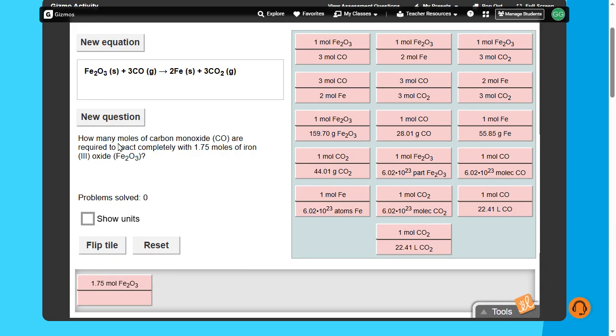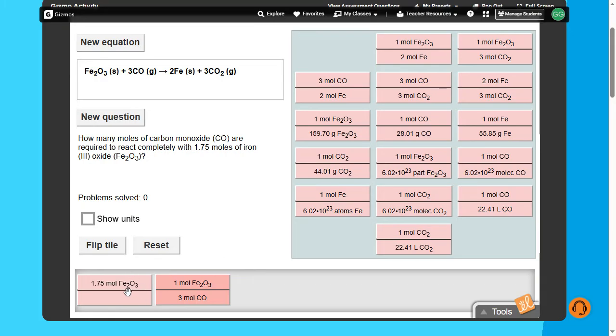For this one, we're asked how many moles of carbon monoxide are required to completely react with 1.75 moles of iron 3 oxide. So we're told we have 1.75 moles of iron 3 oxide, so that is the number on top of this tile here. We need to drag in one of these tiles that deals with the conversion of iron 3 oxide to carbon monoxide, and it is this tile.